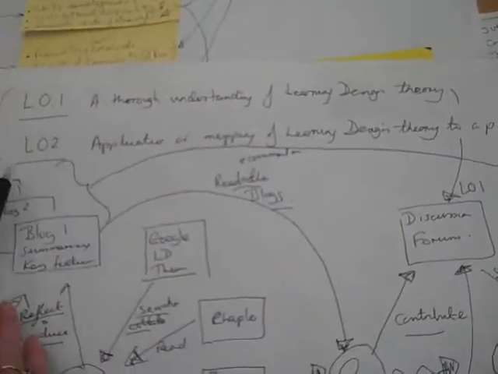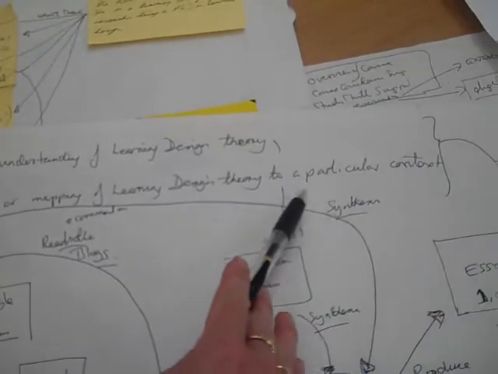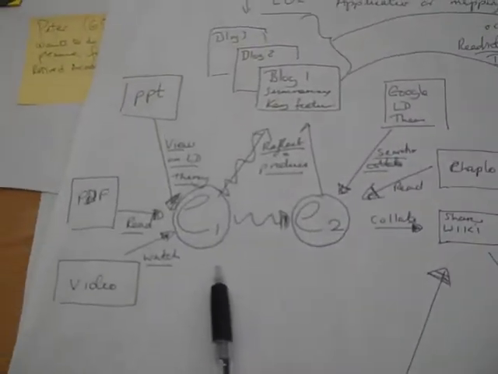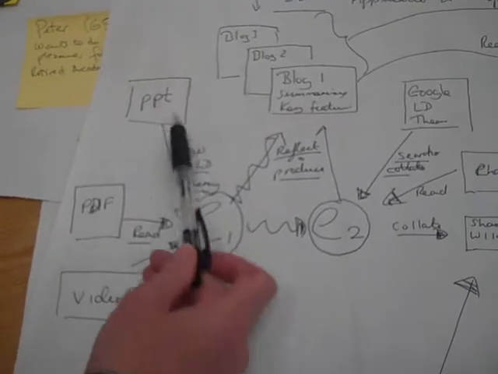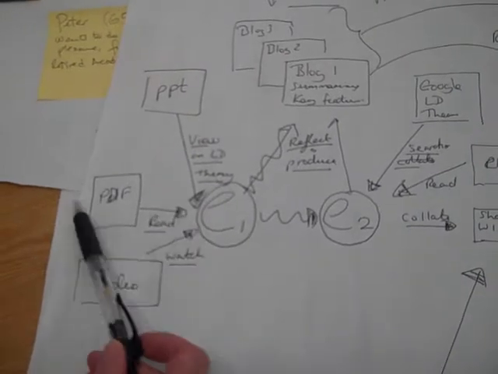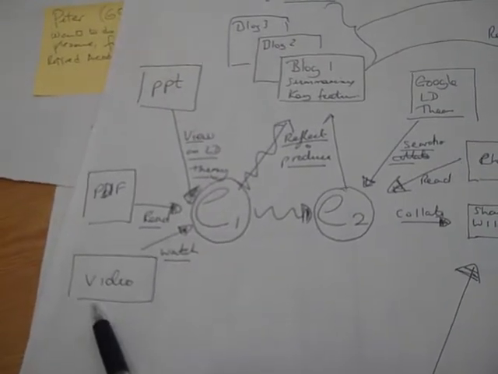Okay, so I decided to go for the learning theory, design theory. Two learning outcomes: a thorough understanding of learning design theory, and application or mapping of learning design theory to a particular context. In the first activity, they view a slidecast on learning theory, and they're directed to read a particular PDF, and they watch a video.